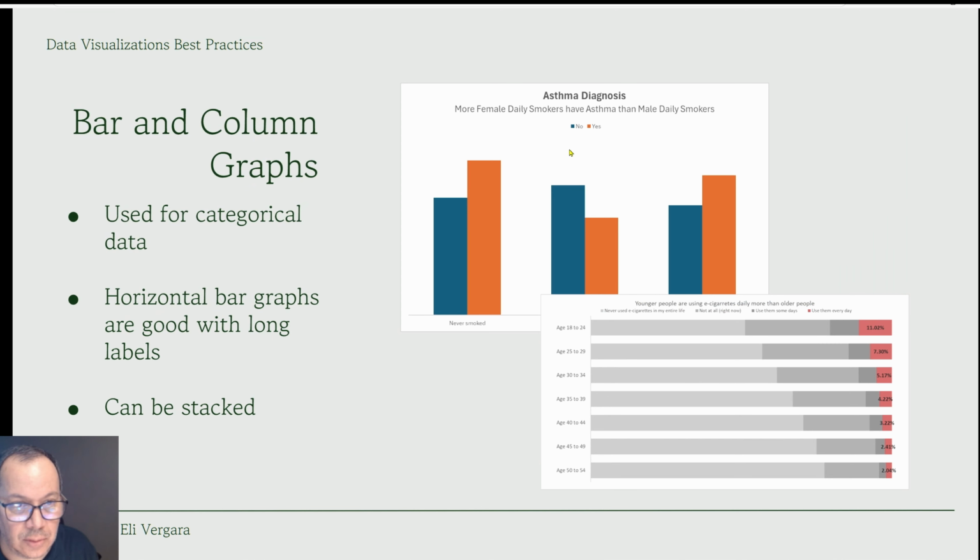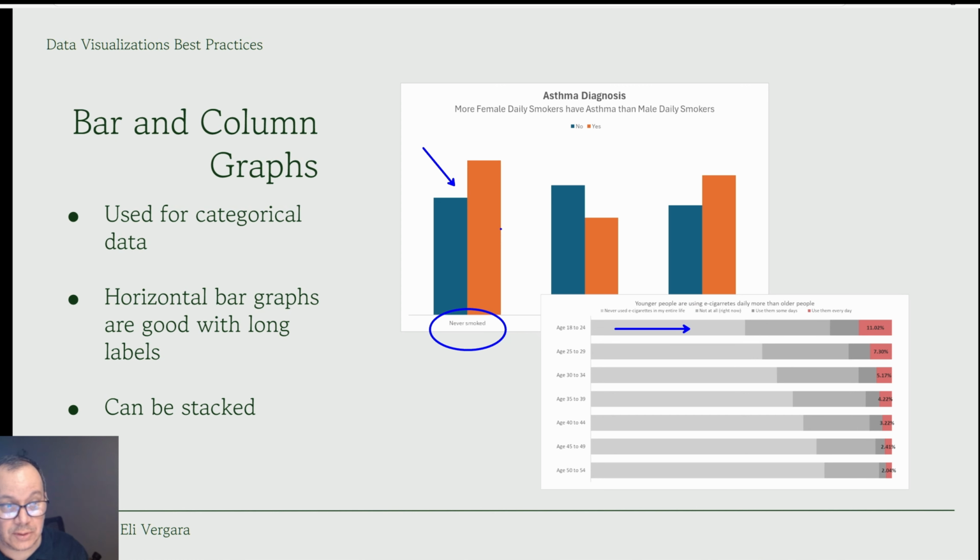Now, if we start to look at the many different types of graph that we have at our disposal, the first one and the most common types of graphs are the bar and column graphs. So columns are the ones that go vertical, like these ones, and then bars are the ones that go horizontal, like these ones. So these are used for categorical data. In this case, we can see it's truly the same data. We have the categories here, never smoked, and the other categories right behind. But this is broken down in categories, and it's a great way for us to separate our data into segments.